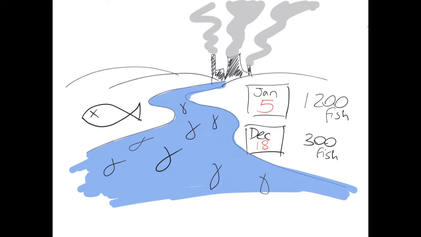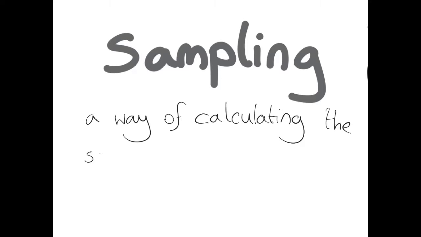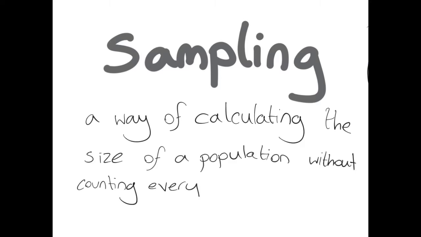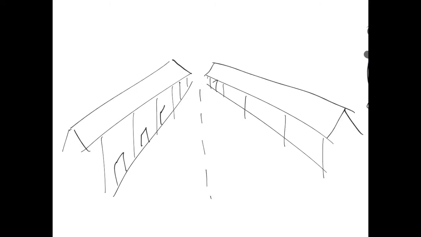However, it's inconceivable that you'd go out and you'd count every single fish in a river. For a start, fish move and you might miscalculate, but also if there's a lot of fish, you just won't have the time to be able to count every single one of them. Therefore, scientists rely on sampling, a way of calculating the size of a population without counting every member of that population.